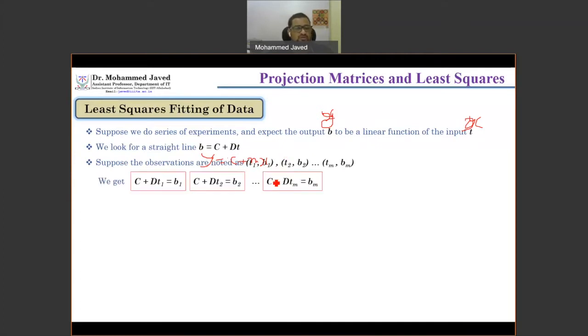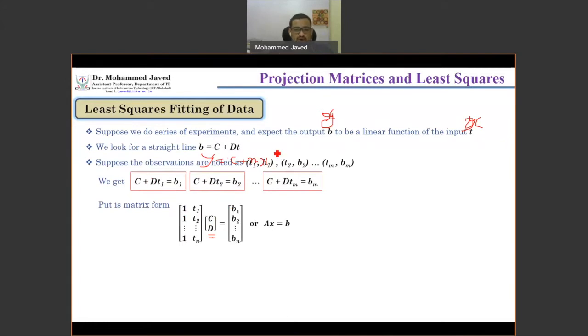And now what I have to do is that I will represent this in the form of a line, that is c plus dt1 equal to b1, c plus dt2 equal to b2. So I will represent them in the form of a matrix again. Because this is constant, the value is 1, and I take t1 here, then I take b1 here, and I represent these unknowns c and d here. So this gives an Ax equal to b form representation.